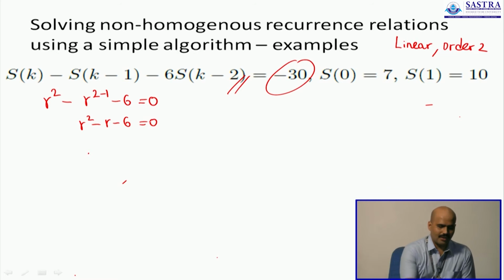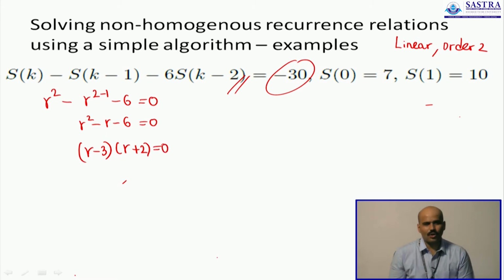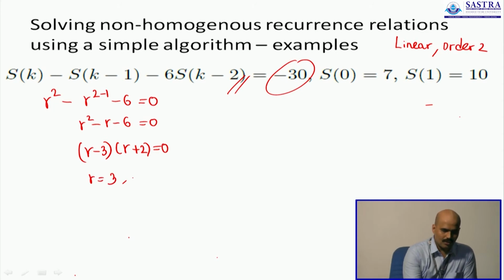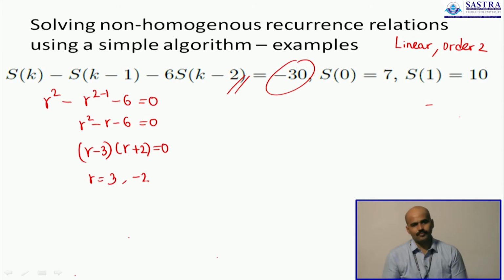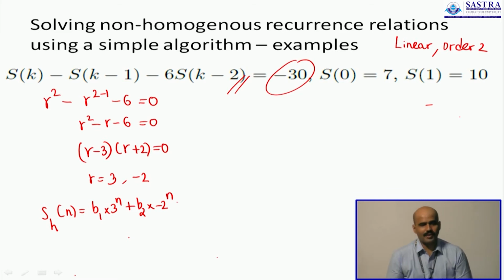We can try and factorize this. The factors will be r minus 3 and r plus 2 giving us 0. You can also solve this with the quadratic formula, I will leave that to you. So, r is either 3 or minus 2. And since the roots are distinct, the corresponding homogeneous part of the answer is b1 times 3 to the power n plus b2 times minus 2 to the power n. That is the homogeneous part.